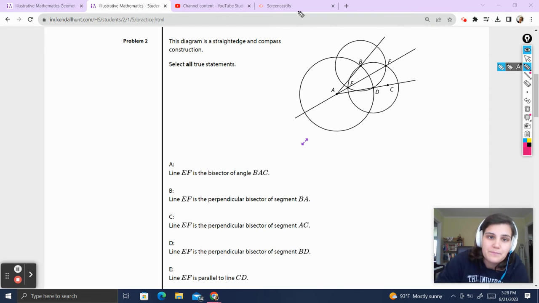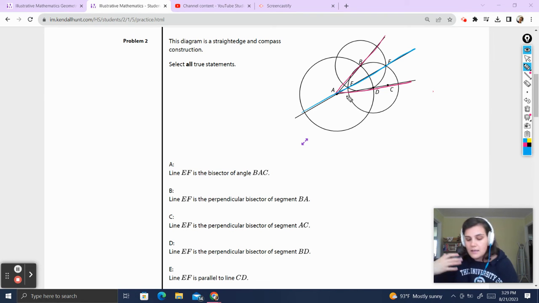Let's go on to the next question. The diagram is a straight edge and compass construction. Select all true statements. Now, based on the lesson, you should recognize something that looks like this as a construction of an angle bisector. So the angle we're looking at today is angle ABC. I'm familiar with my constructions and how they did this, so I immediately know that based on this construction, line EF is a bisector of angle ABC, and it creates two congruent angles, this one on the left and this one over here on the right.